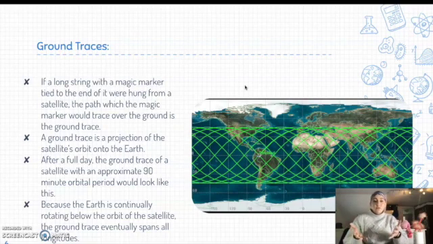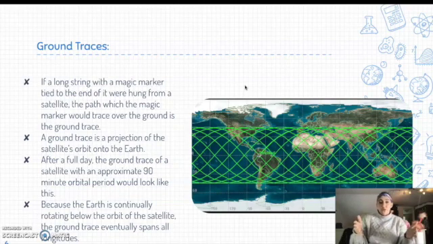And the ground trace is the projection of the satellite's orbit onto Earth. After a full day, the ground trace of a satellite with about a 90-minute orbital period would look like what's in the image. So with 90 minutes to complete its orbit, we get a pattern like what we see in the image. Okay, so because the Earth is continually rotating below the orbit of the satellite, the ground trace actually eventually spans all longitudes. So that's why we get this kind of spread out wavy pattern.